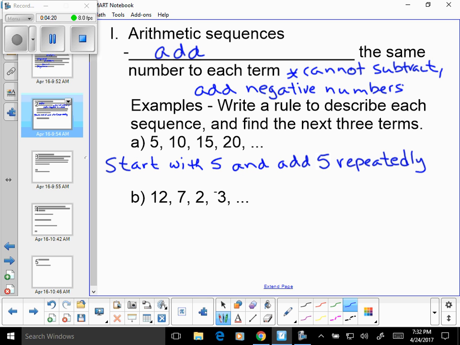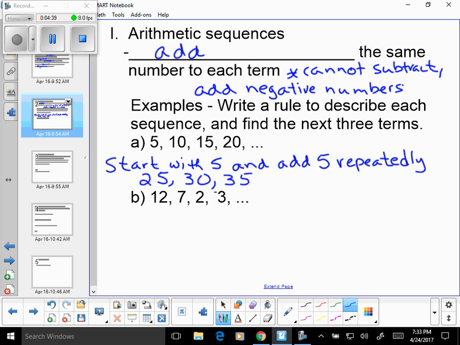Now I also need to find the next 3 terms. Well, I'm adding 5 repeatedly. So 20 plus 5 gives me 25. 25 plus 5 gives me 30. And 30 plus 5 gives me 35.